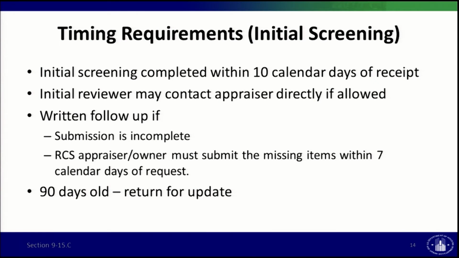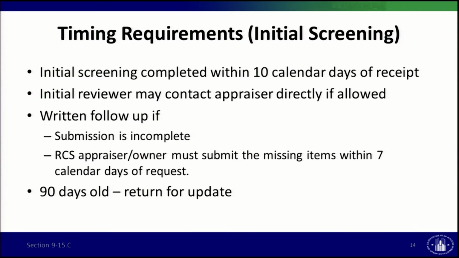The guide provides very specific timelines for the initial screening of the rent comparability study. It really should be completed within 10 calendar days of receipt. As I mentioned earlier, the initial reviewer may contact the appraiser directly if allowed in the owner's cover letter. Again, a very important reason for that cover letter. If you need to follow up with the appraiser, you need written documentation of that follow-up. It can be an email or a letter if the submission is incomplete. Then the RCS appraiser or owner must submit the missing items within 7 calendar days.